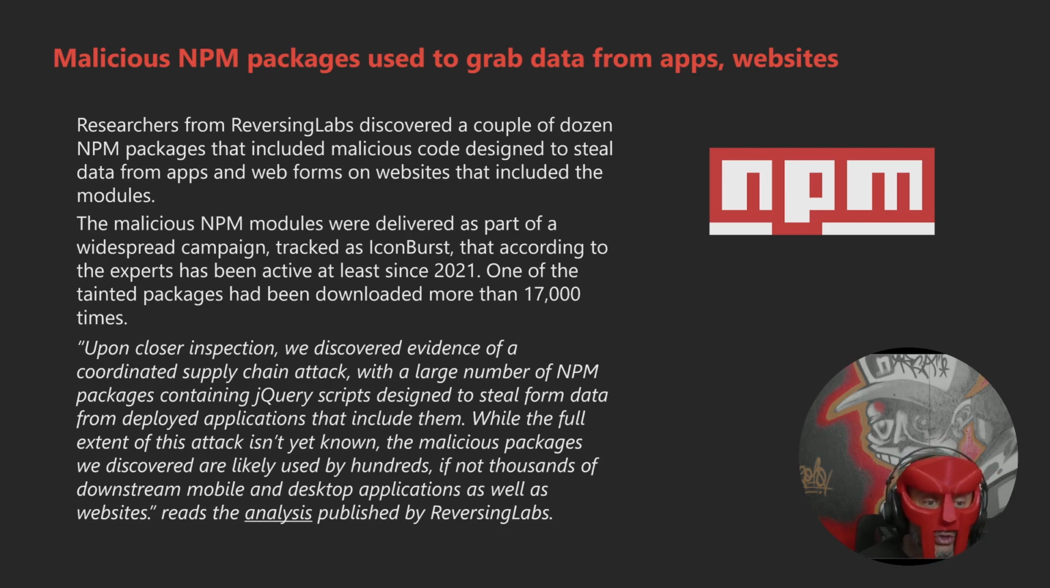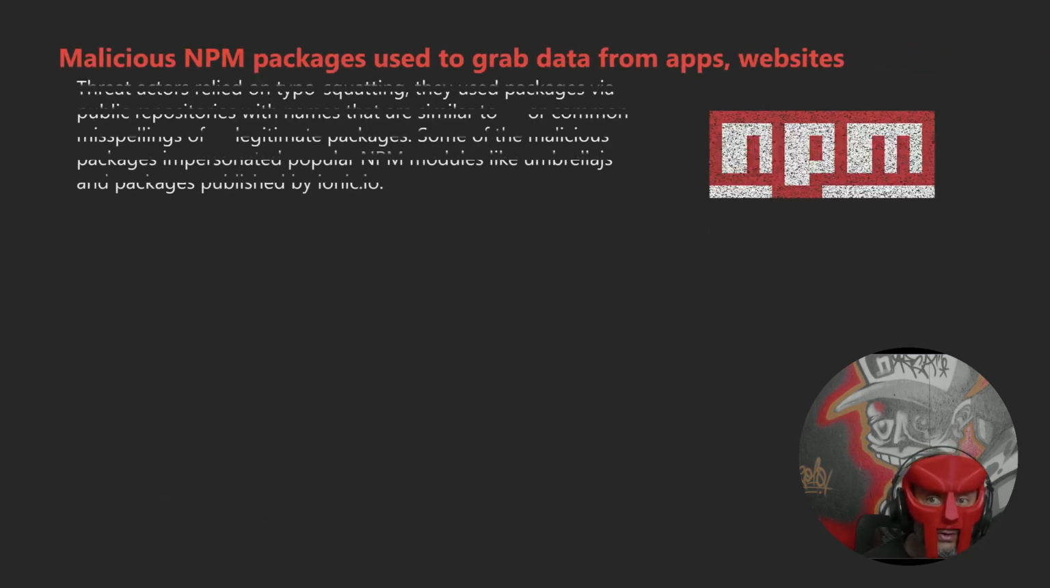Upon closer inspection, we discovered evidence of a coordinated supply chain attack with a large number of NPM packages containing jQuery scripts designed to steal form data from deployed applications that include them. While the full extent of this attack isn't yet known, the malicious packages we discovered are likely used by hundreds, if not thousands, of downstream mobile and desktop applications, as well as websites, read the analysis published by Reversing Labs.